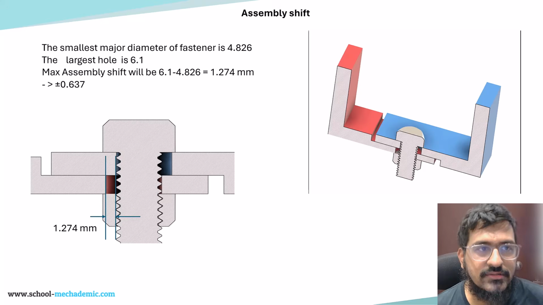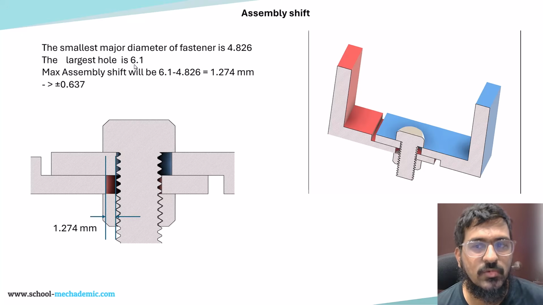Now let us understand assembly shift. Let us consider the smallest major diameter of the fastener, that is 4.826. We had seen that the major diameter can vary within a range. Consider that the smallest major diameter of the fastener is 4.826 and the largest hole is 6.1, because 6 plus or minus 0.1 is the dimension and tolerance for the holes. Consider that the largest hole and the smallest major diameter of the fastener are being used for the assembly.